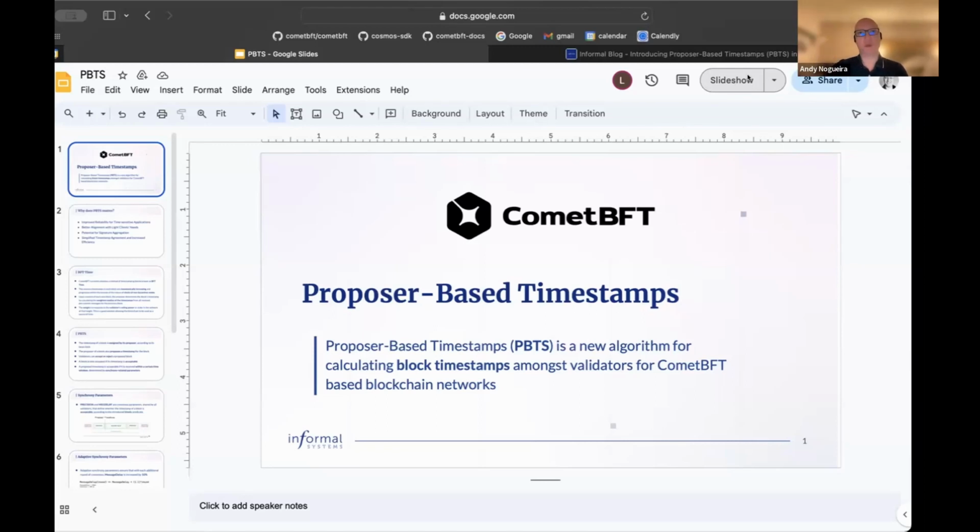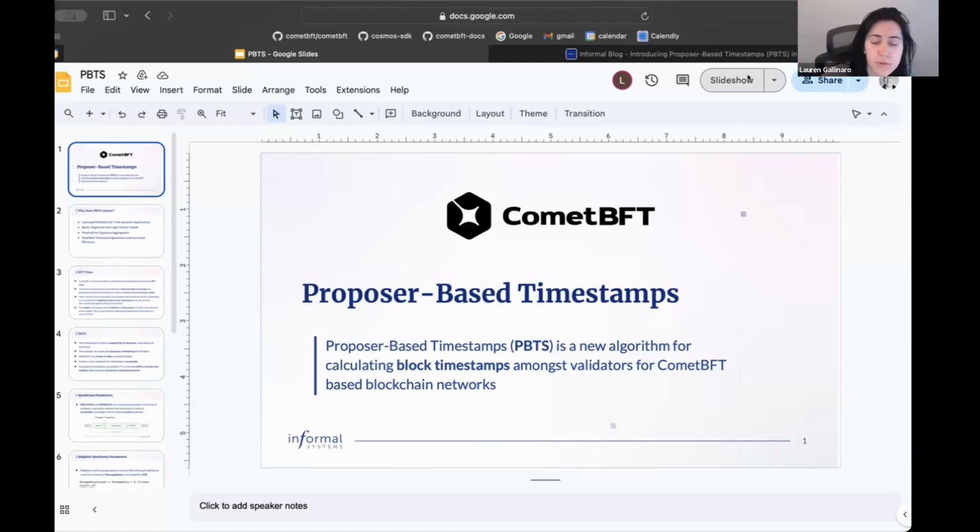So why does PBTS matter? Right now we have improved reliability for time-sensitive applications, applications that depend on more accurate time, let's say like DEXs and perps.